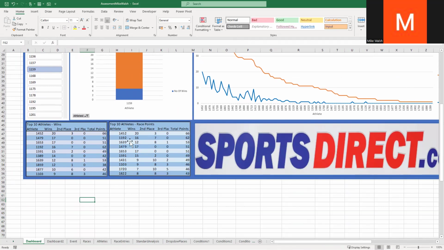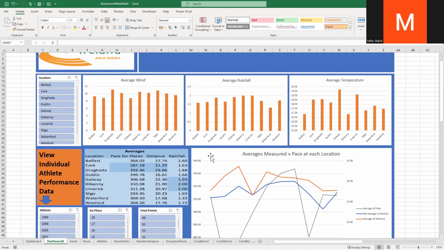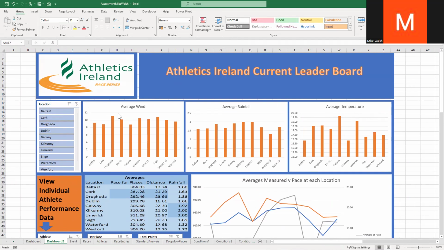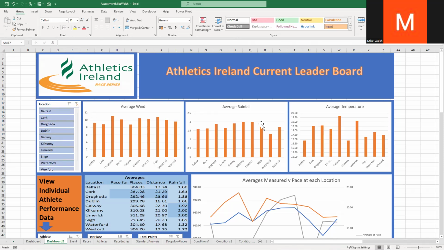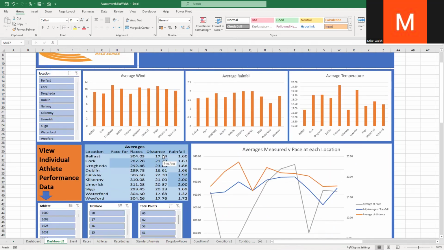So here are the two tables that are connected. We're showing our top 10 and how concentrated they are. And that's just a little filler, really, just a bit of advertising. Our second page is, again, looking at wind, rainfall, and temperature and how it affects the different race meeting sites. We can look at each individually, but that doesn't give us much information, so probably keep the filter off. It just shows what the wind, rainfall, and temperature is.